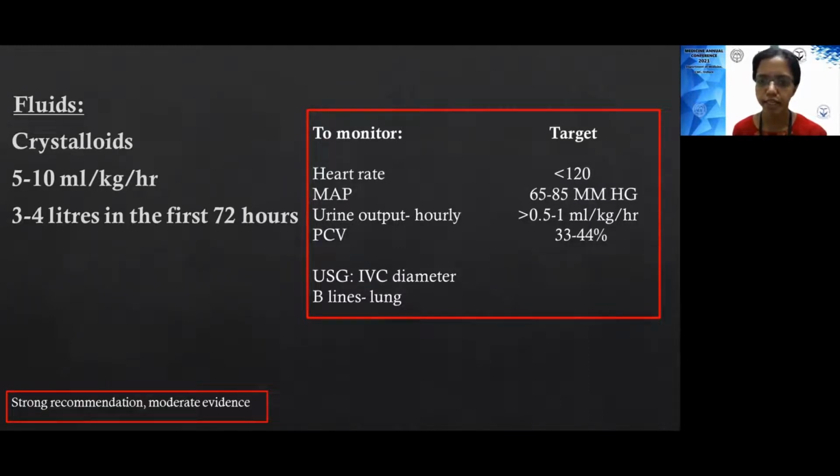How to monitor whether adequate fluids have been given? Clinically, the parameters are heart rate less than 120 and mean arterial pressure maintained at 65 to 85. Urine output should be more than 0.5 to 1 ml per kg per hour, and the packed cell volume should remain between 33 to 44. If a patient is admitted in the ICU, additional parameters like IVC diameter or B lines in the lung can be looked for.